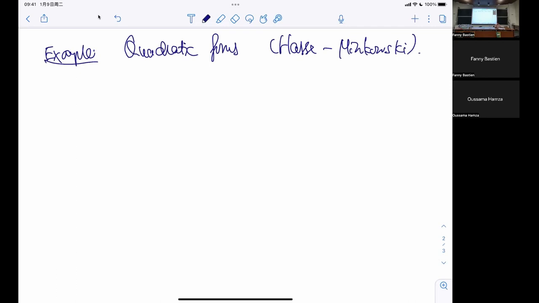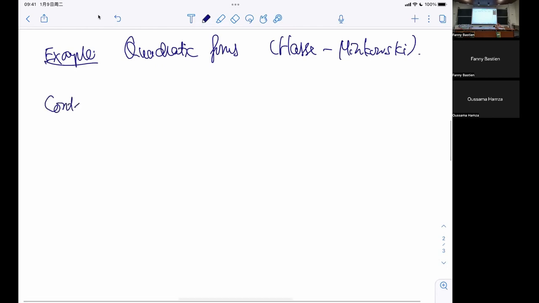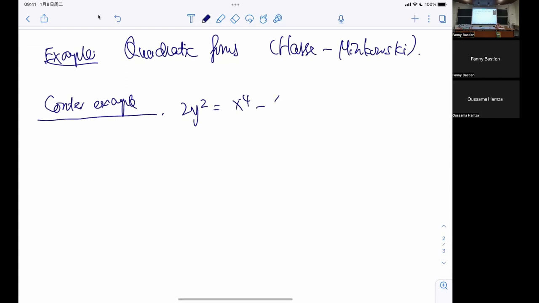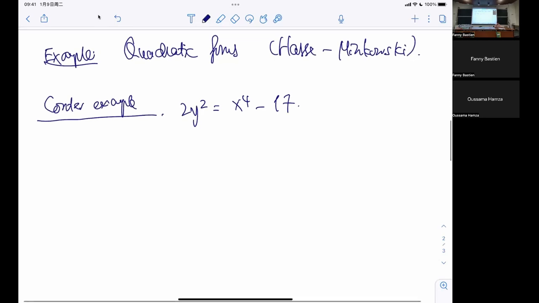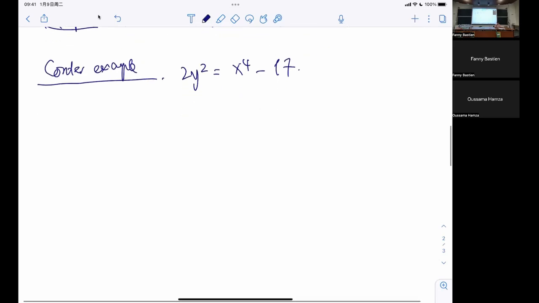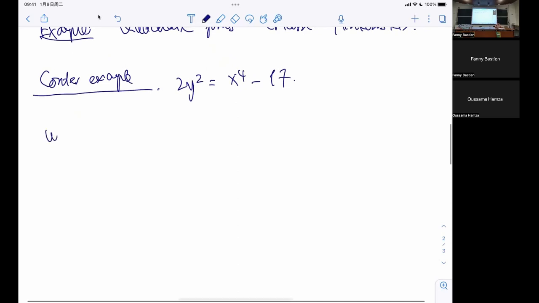For example, if we look at the solutions of this shape. I will not go into details on why there isn't a global solution, because later on we'll see that we can explain it using the Brauer-Manin obstruction. Okay, so this is the problem of local global principle. And then I'll give the definition of weak approximation.